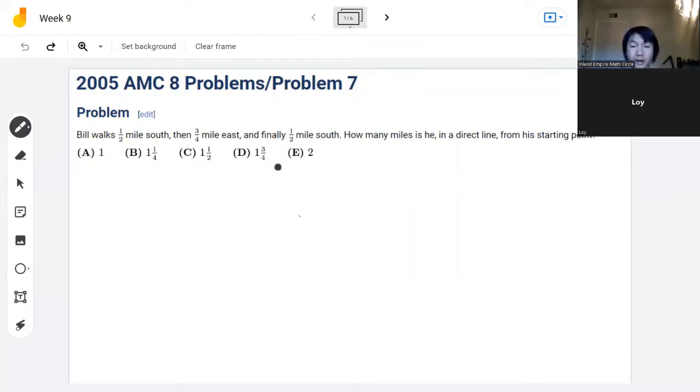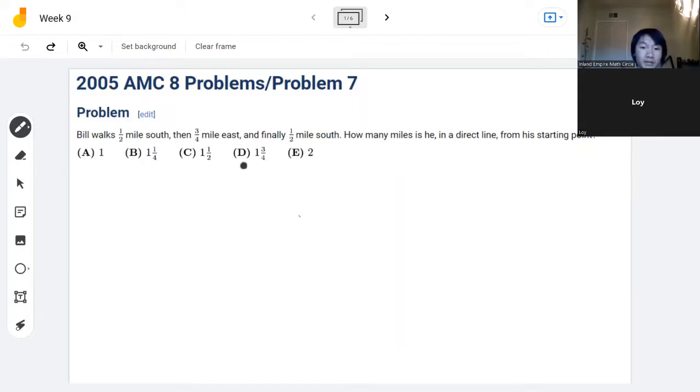But the Pythagorean theorem can be used for problems such as this one. So let's go over this real quick. This one says, Bill walks 1/2 mile south, 3/4 mile east, and then finally another 1/2 mile south. How many miles is he in a direct line from his starting position? We can solve this problem pretty easily using the Pythagorean theorem.